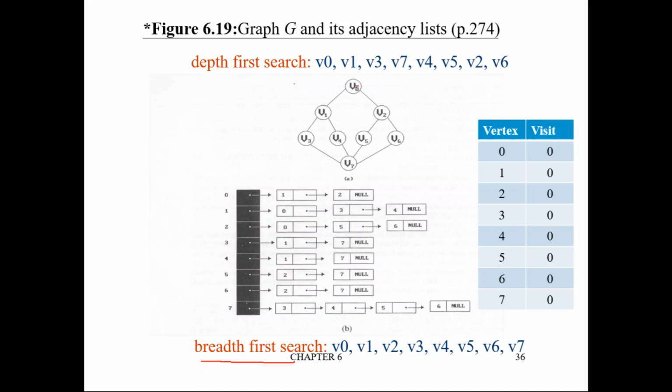First you visit all the nodes in level 1, that is V0. Then visit all the nodes in level 2, from left to right, that is V1 and V2. Then visit all the nodes in level 3 from left to right, that is V3, V4, V5 and V6. Then visit all the nodes in level 4, that is V7.